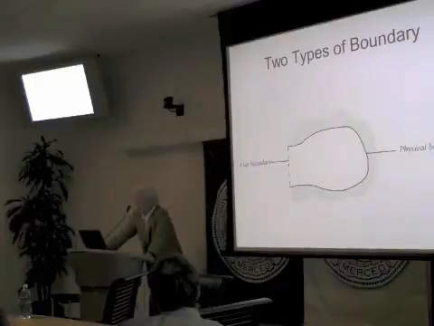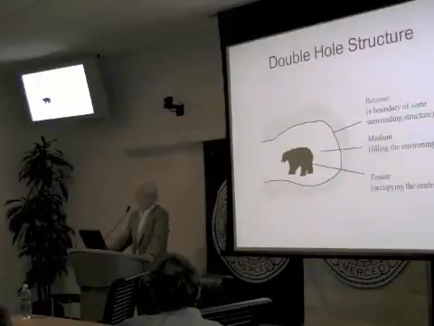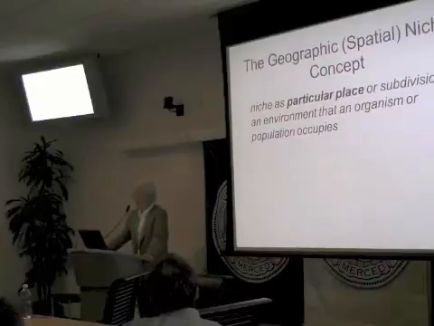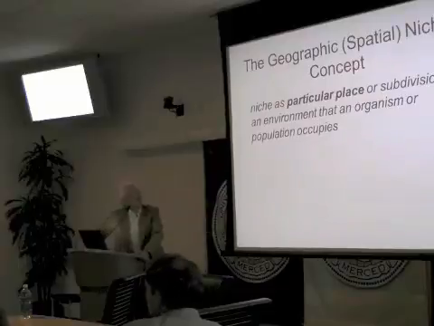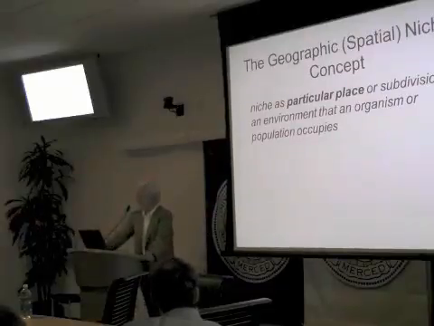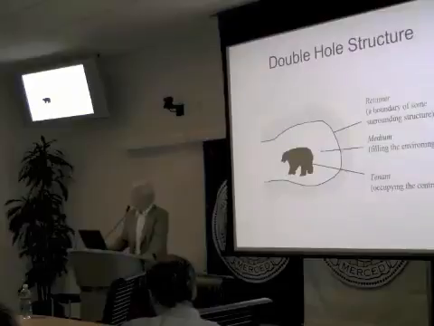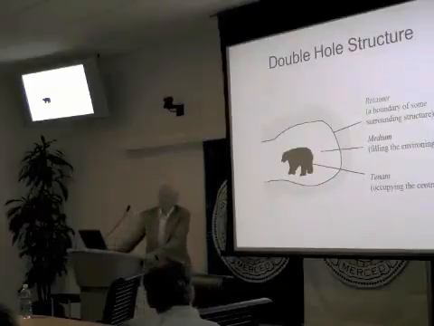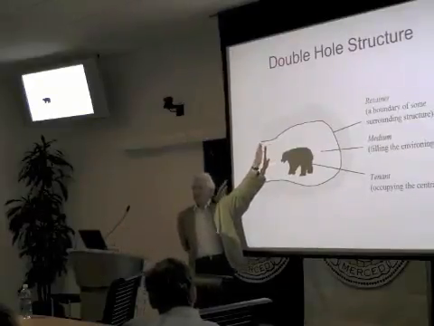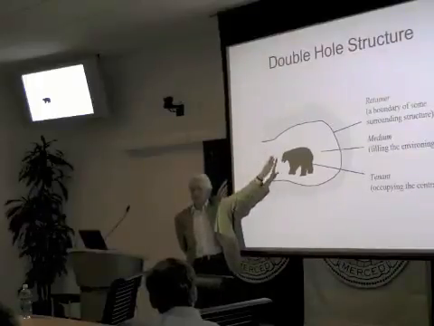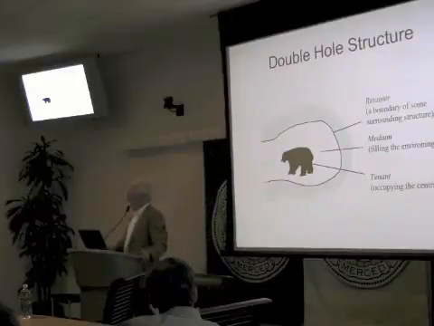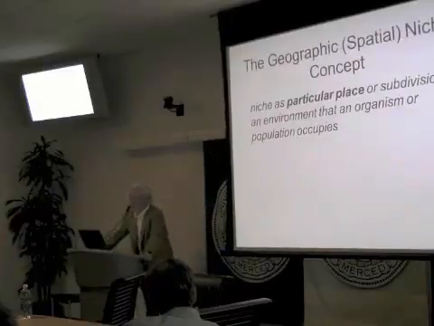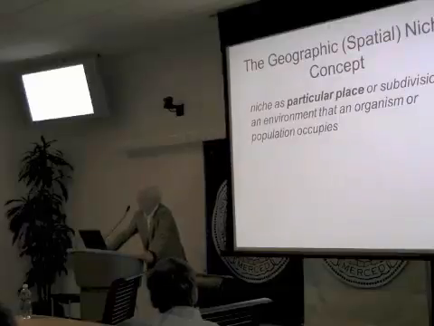All right, so we have two types of boundary. We've seen this already. We have a double hole structure. And all of this together makes up what I would like to call the geographic or spatial niche concept. The cave is a place. It's a geographic feature. It's part of our geographic reality. You can map it. But it's also a niche. It's a place where an organism can live. It's a particular place.